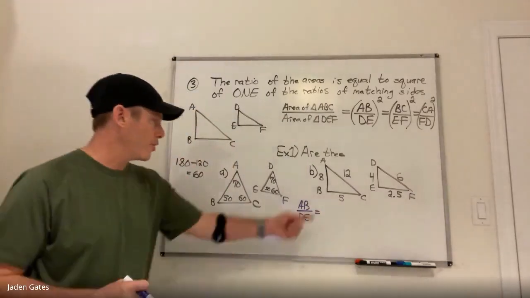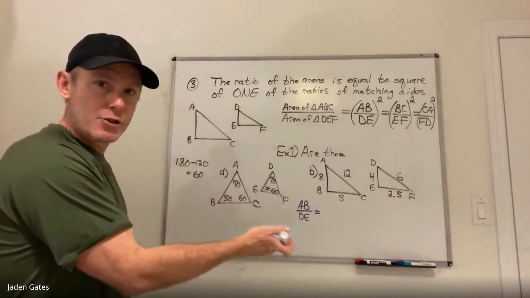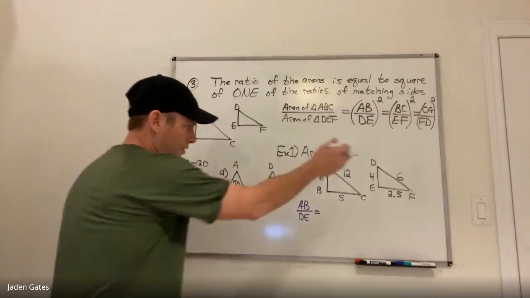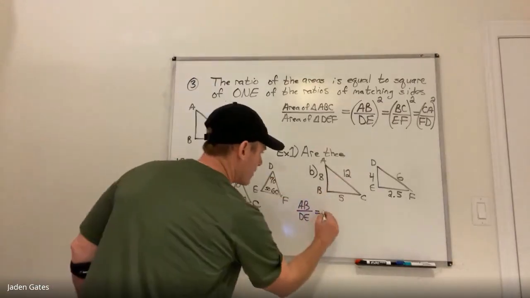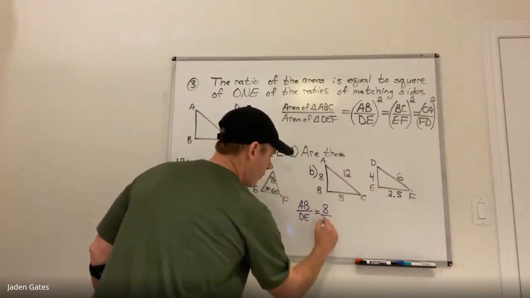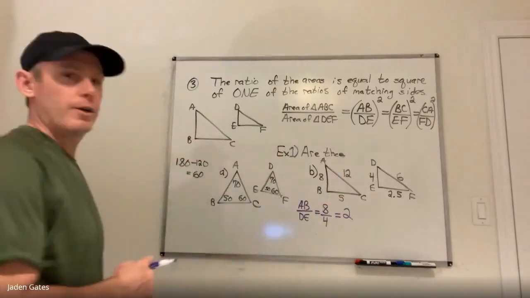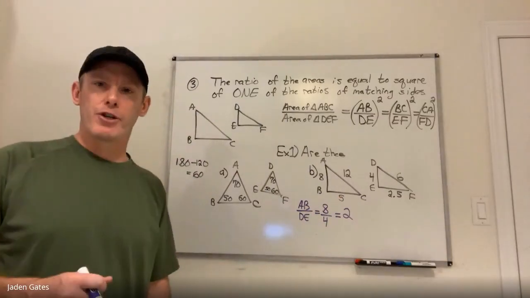And again, I'm going to use my triangle on the left on the top, my triangle on the right on the bottom. So A to B is 8, divided by D to E, which is 4. Well, 8 divided by 4 is 2. So one of my side ratios is 2.